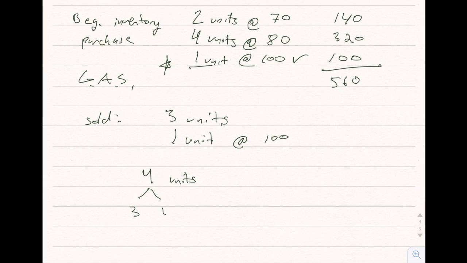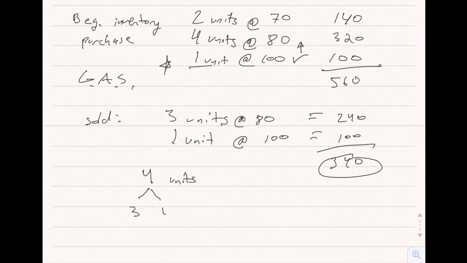So 1 at 100, then we just move up, right? Because this is the opposite of FIFO. We have 4 that we can use at 80. Well, we only sold 3 units, so all of them are going to be at 80. 3 times 80, 240. 1 times 100, 100. Cost of goods sold is 340.